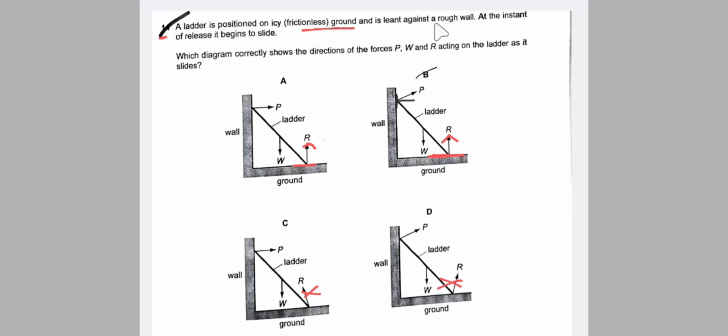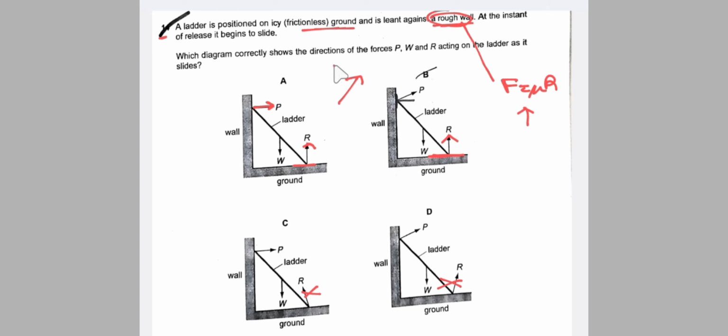And it is leaned against a rough wall. As the wall is rough, there is some friction, that is, friction is equal to mu R. Also, there is a normal reaction force from the wall. So there must be a normal reaction force and a friction. And as the ladder is moving downward, the friction must act upward.